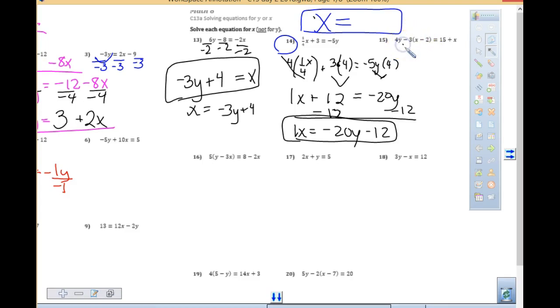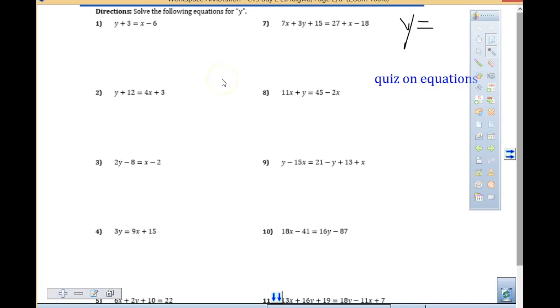Okay. On this one, you have to do quite a few steps in 15 because you have to distribute first and just make sure that you take negative 3 times both of those. And then maybe you think of this as plus a negative, that might help some of you, or maybe plus a negative 3, that might help you. So, questions on any of 13b?